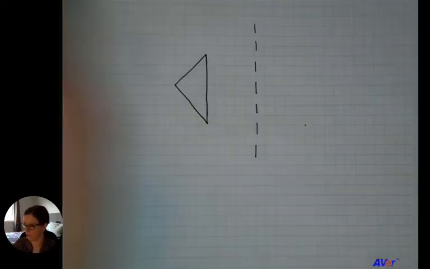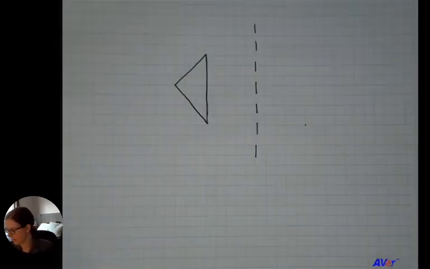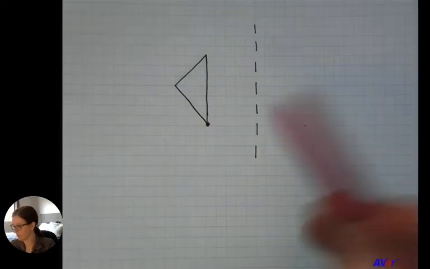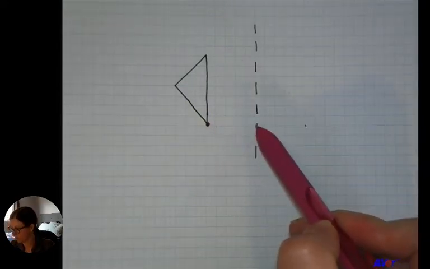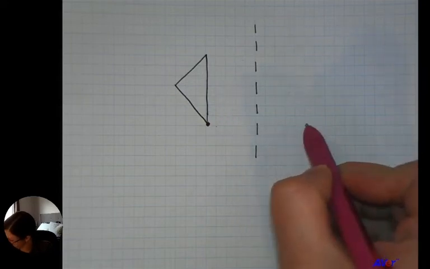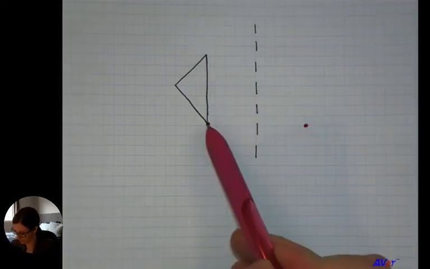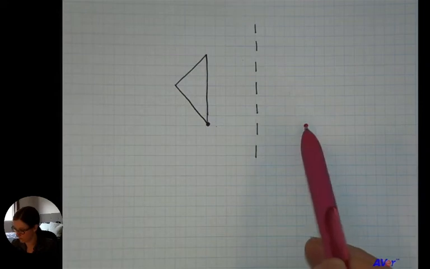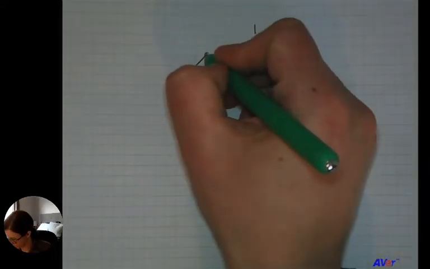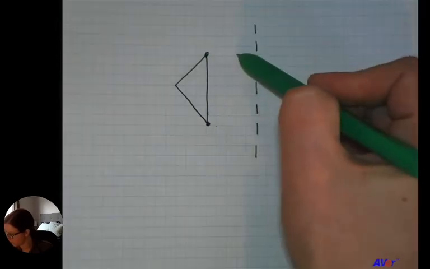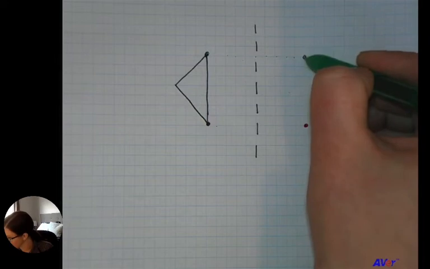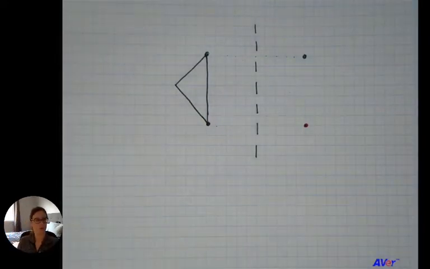If that doesn't work for you, we can still go back and do that point method. So here, let's reflect this point. It's 1, 2, 3, 4, 5 spaces from the line of reflection. So from that point, reflected is over here. Do it with another point. Let's try this one. 1, 2, 3, 4, 5. There's that green point reflected.